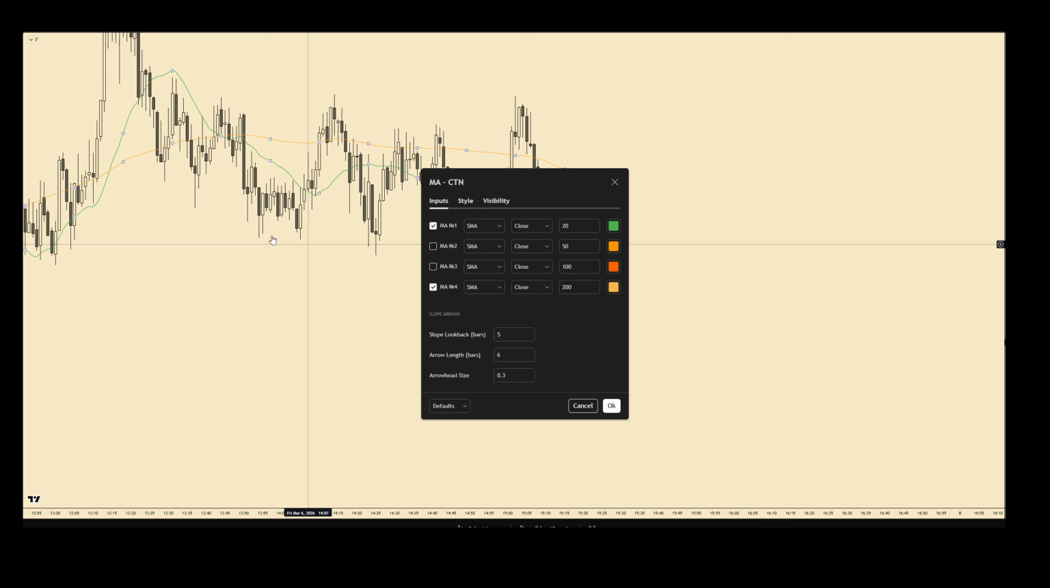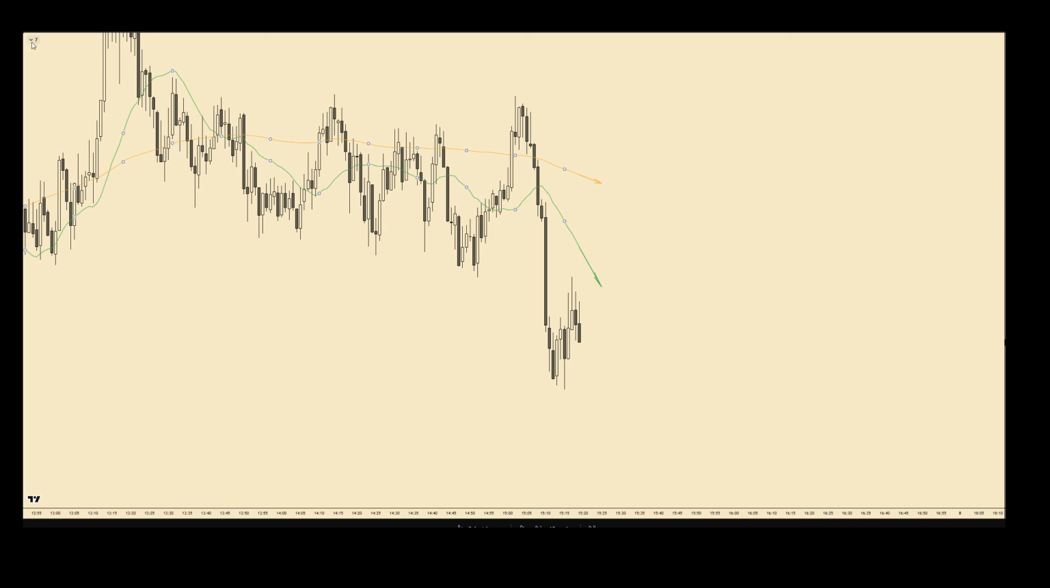These arrows are just my indicators. They are just something that I use to get an idea. This is the normal moving average indicator and this is my indicator. My indicator just puts this arrow to give me some ideas, so you can ignore that as well.